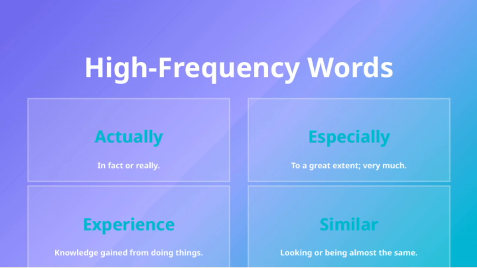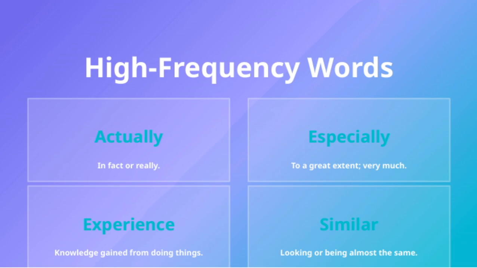Then we have the word especially. This helps us highlight something that's particularly important or relevant in a given context. It draws attention to what matters most in a specific situation. Similarly, in fact or really is used to reinforce a point or clarify that what we're saying is true. It adds emphasis and helps make our argument or explanation stronger.